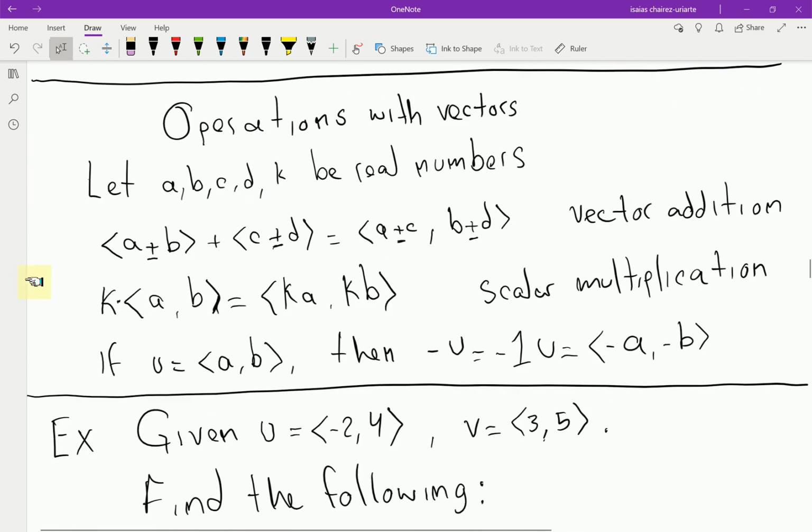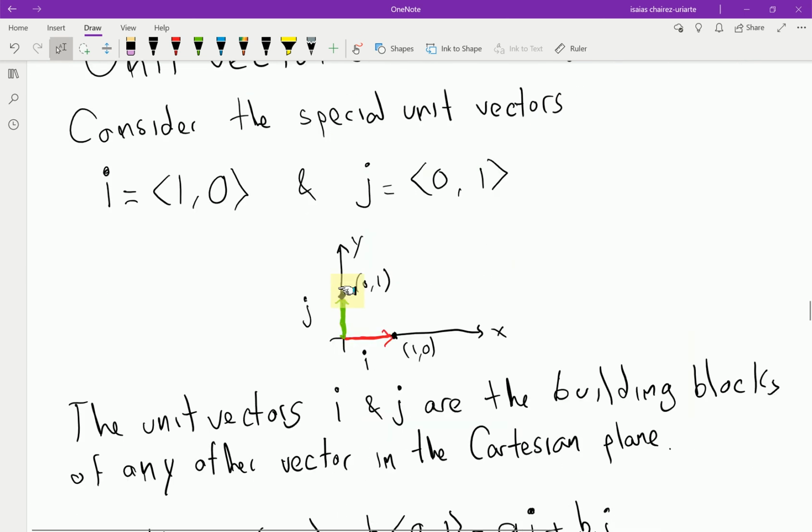So we had addition of vectors and subtraction of vectors. We add them and subtract them component-wise. And the result is another vector. We had scalar multiplication of vectors, which was a scalar, a real number, times a vector. What you do is multiply the scalar times the first component, the horizontal component, and the scalar times the vertical component. And the result is another vector. So those are the operations that we have done with vectors: scalar multiplication, addition, and subtraction.